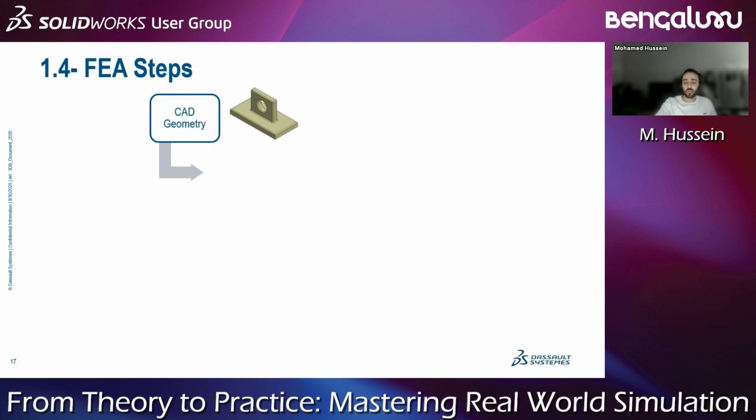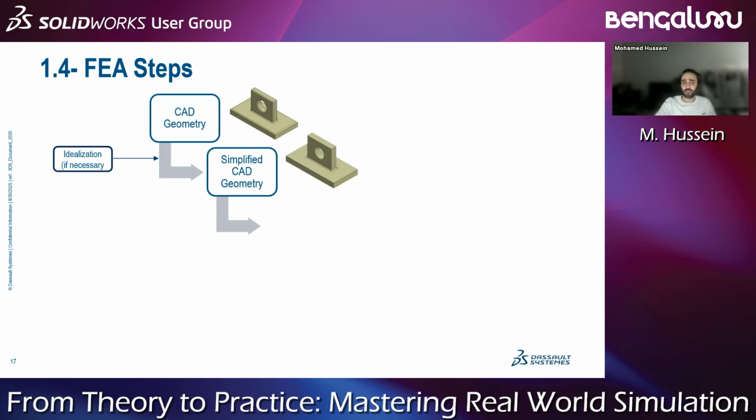Sometimes we have very detailed geometries, and sometimes I cannot import or use them directly in my FEA. So I need to do some sort of idealization, but only if necessary. For example, here I am getting a simplified CAD geometry. If you check what is happening at this point, you will find that I have removed some fillets that are not needed and won't affect the results of my simulation very much.